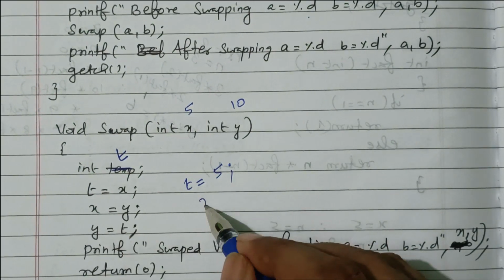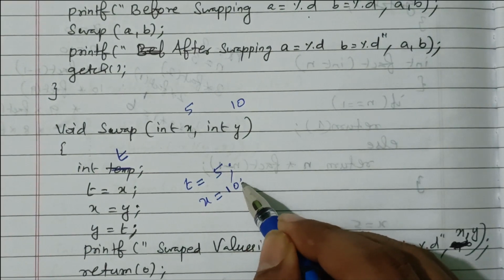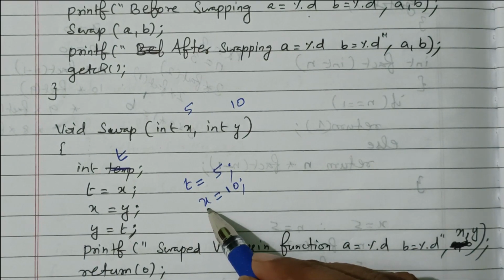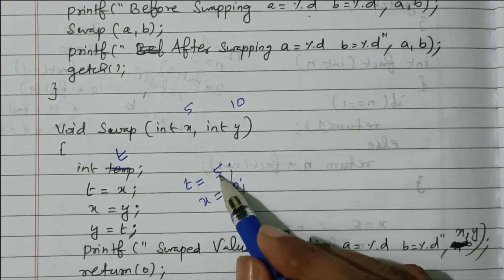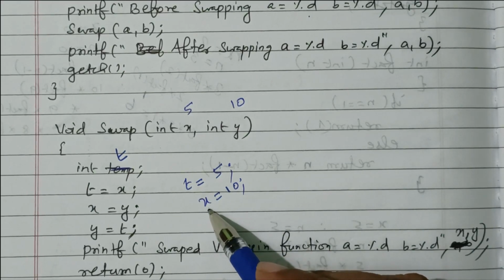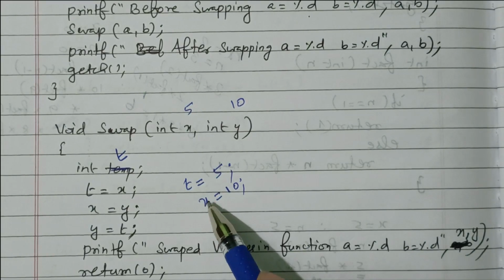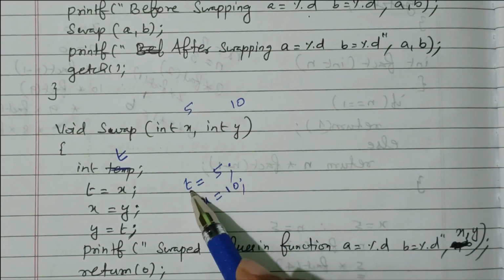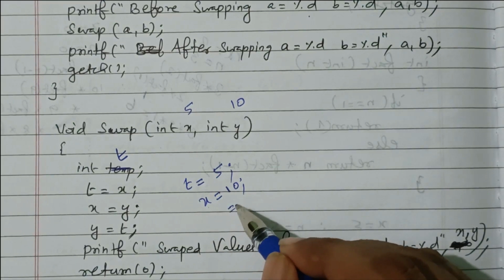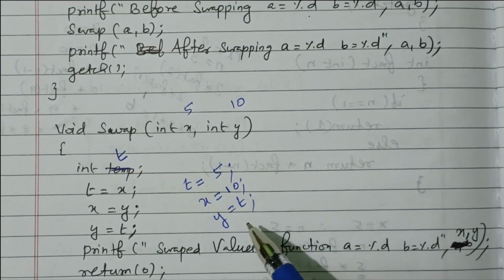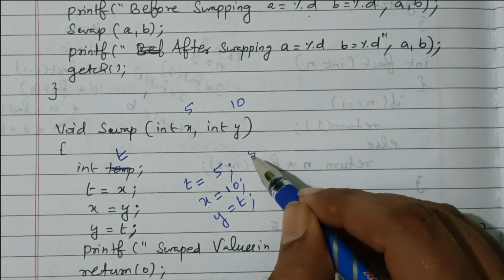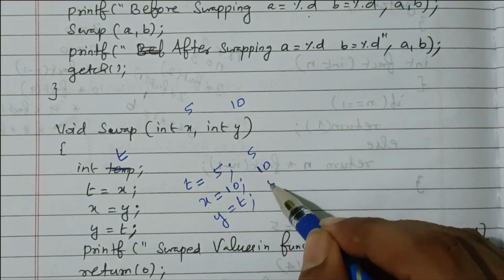x = y. x = y means 10, so 10 is stored in x. Already 5 is available in x, which is overwritten, so we are storing 5 in the temporary variable. While storing 10 in the x variable, the already available 5 will be overwritten, so we temporarily stored it in t. Now the original value of x is available in t. That t is stored in y. So it will be 5. So t = 5 here, x = 10, y = 5.